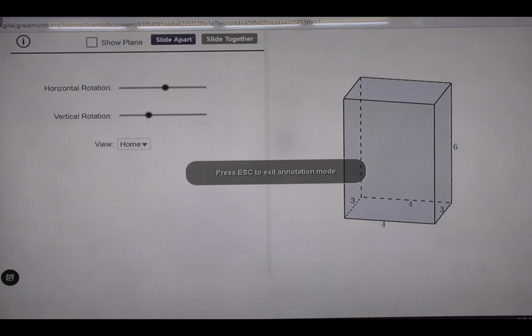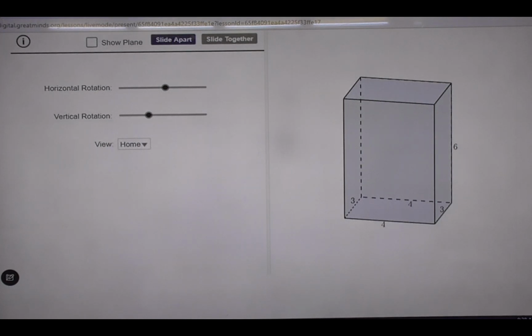And I got the answer. You got an answer. What answer might you have, ma'am? 72. She said 72. Anybody agree with that the volume is 72? Julia got her hand up. Kenzie got her hand up. Right, you can write nothing.